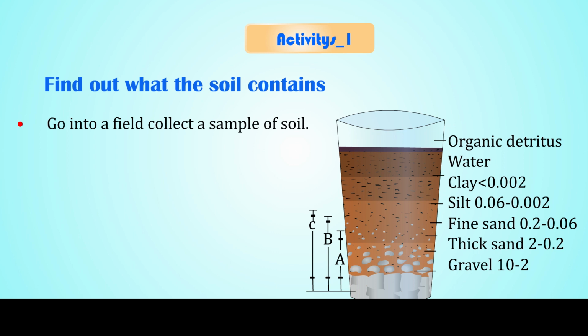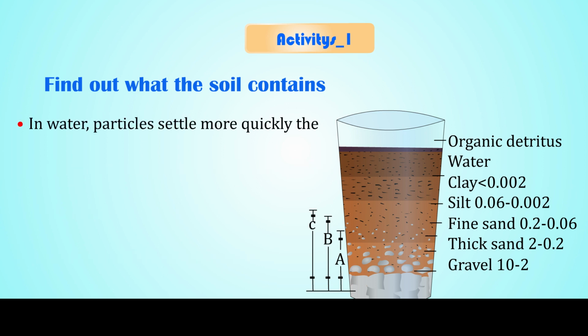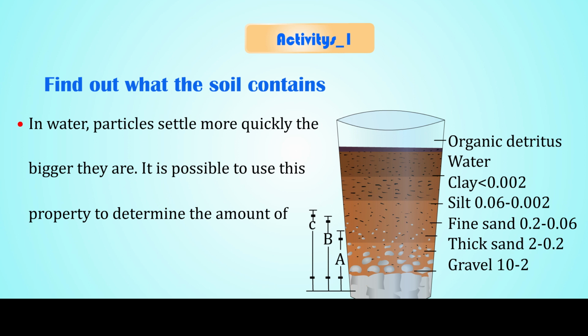Activity 1. Find out what the soil contains. Go into a field, collect a sample of soil. Put it in a jar of water. Stir it well and let it settle. Observe and describe the different layers of materials. In water, particles settle more quickly the bigger they are. It is possible to use this property to determine the amount of each component of soil.